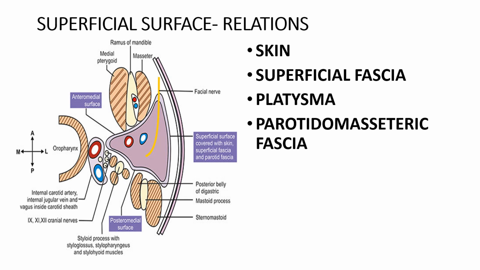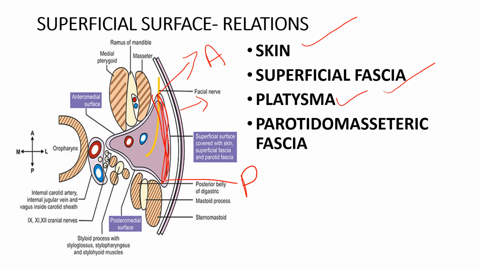Now we will see the relation of the superficial surface. As already discussed, this superficial surface is in between the anterior border and the posterior border. So this surface is nothing but the superficial surface. What is the relation? Superficial surface is that surface which you see on the side of your face. So first you will get the skin. Next you will get the superficial fascia, along with a muscle called platysma. Then, as already discussed, the capsule of the parotid gland splits into a superficial lamina called the parotidomasseteric fascia.